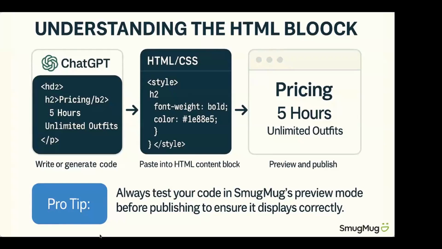And let's look at what happens behind the scenes when you add custom code to SmugMug. Understanding this workflow helps make the process just a little less intimidating. So on the left side, you can see the HTML and CSS code you'll generate with AI. This defines both the structure and the style of the custom element. The middle shows SmugMug's HTML content editor, where you'll paste the code in. And on the right is the final result as it appears on your published site.